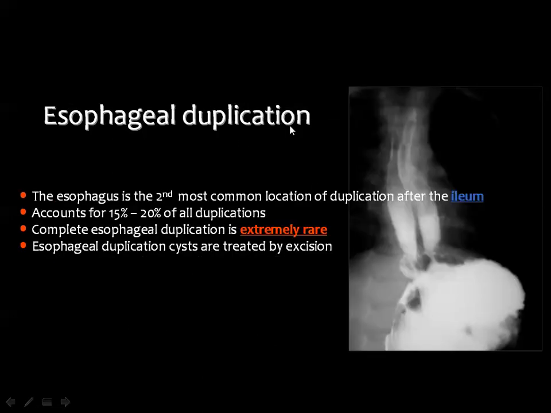You know that duplication of the esophagus, complete duplication of the esophagus, is considered, according to the literature, one of the extremely rare conditions. And this is a case where you can see that there is complete duplication of the esophagus. We have two lumens and both are opacified with barium and both are connected to the stomach. Then the esophagus is considered the second most common location for duplication after the ileum. The esophageal duplication accounts for about 20% of all GI duplications.